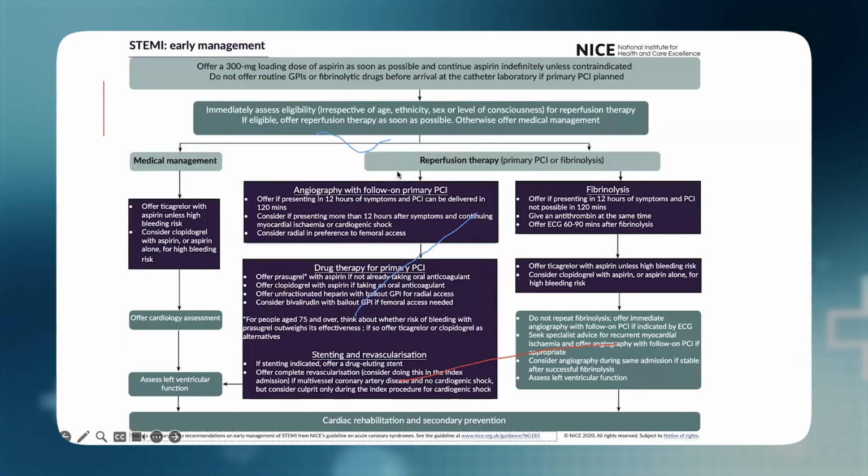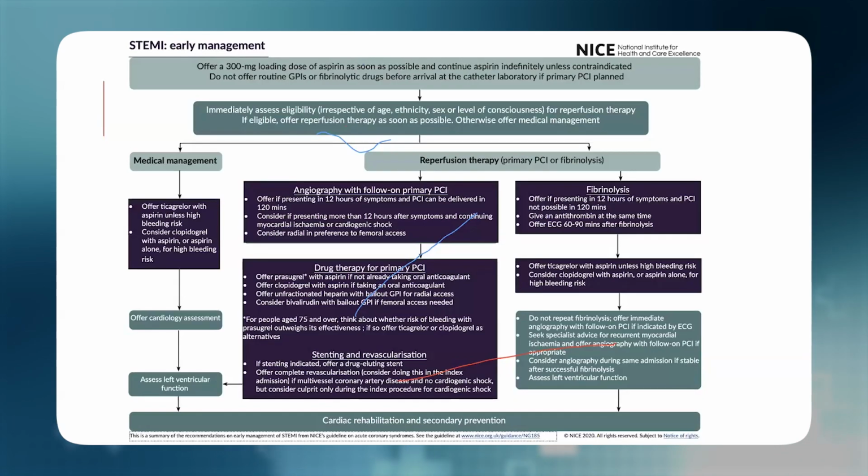This is a nice guideline. You may think a lot of things are written, but it's a huge guideline. I just picked up one page from it, because almost every line is important. Fibrinolysis: offer if presenting within 12 hours and PCI not possible. Always give an antithrombin with fibrinolysis. What is that? Usually we give heparin or low molecular weight heparin.